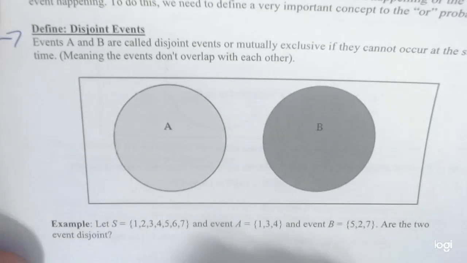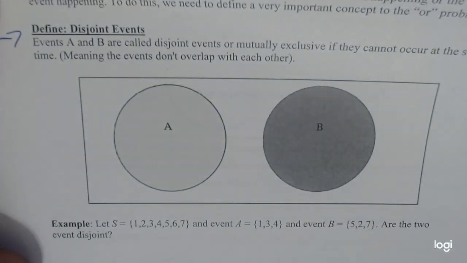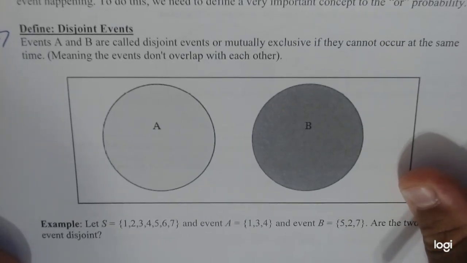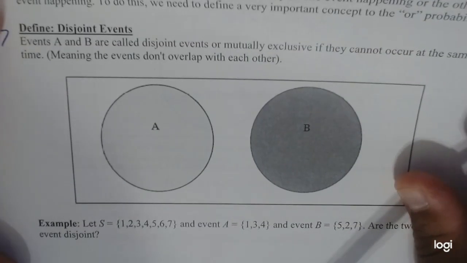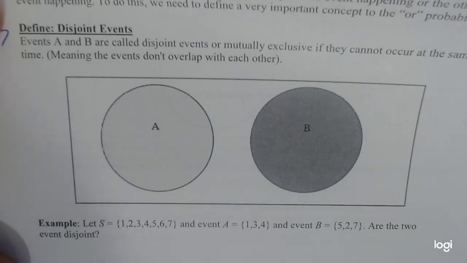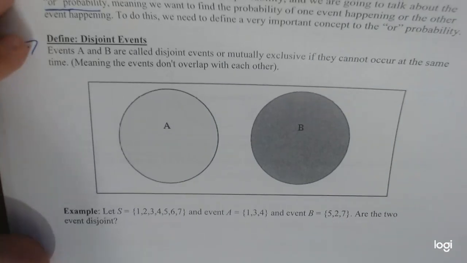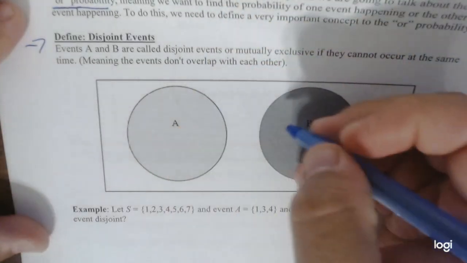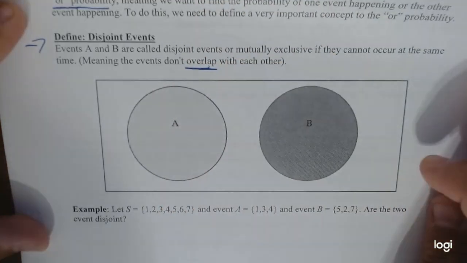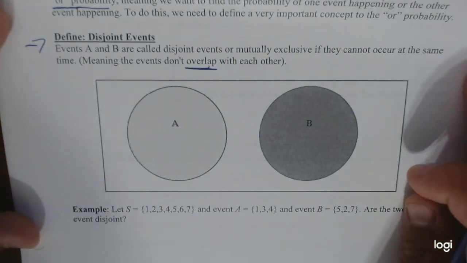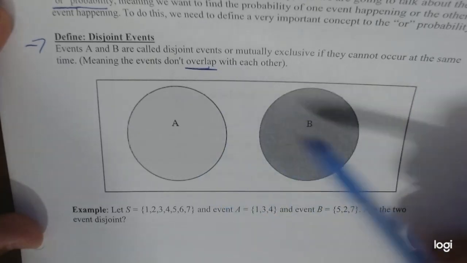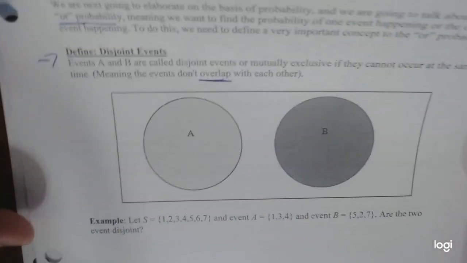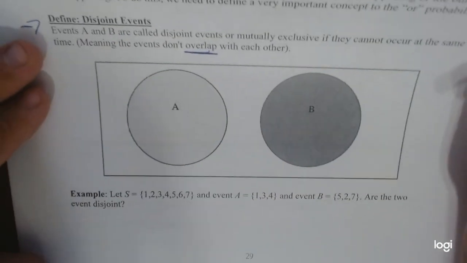Events A and B are called disjoint events, or mutually exclusive, which is another word for it, if they cannot occur at the same time. What I mean is it doesn't go one or the other. The easiest way I can think of it, like in an algebra function, is two circles that do not overlap. A and B literally have nothing in common, no overlap. That's what we mean by disjoint events.